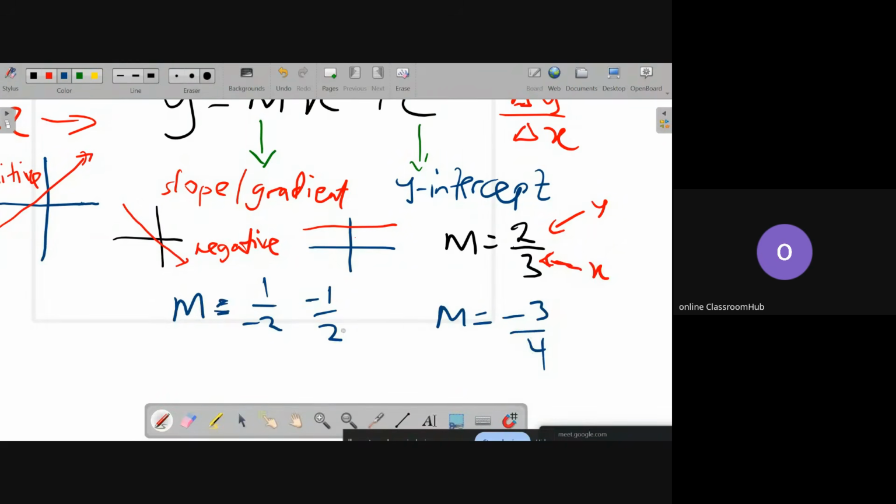And in that case, you are moving 1 downwards, 2 to the right. If you have the m to be negative 1 over negative 2, in this case, the negatives will cancel, and we have 1 over 2. So you are moving 1 up, then 2 to the right. My dear, are you fine?